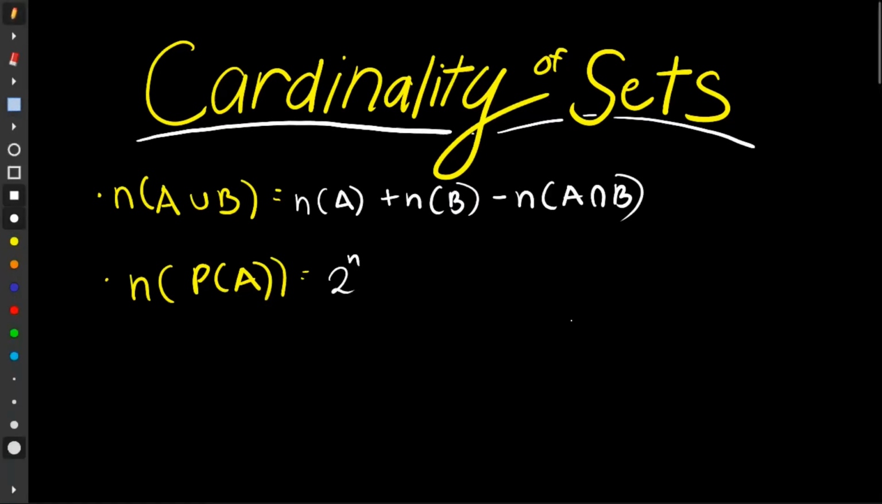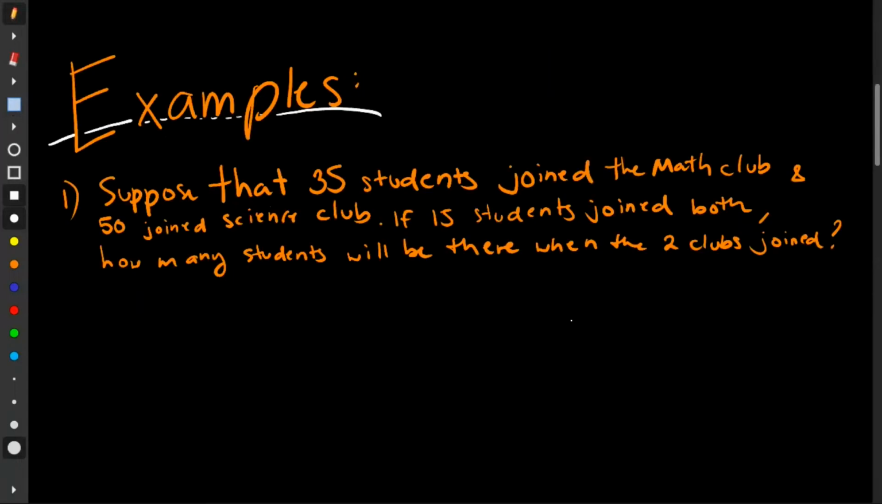So these are the 2 formulas that we will be needing in solving the examples later on. First example: suppose that 35 students joined the math club. Let's denote the math club as letter M. And 50 joined the science club, so this one is letter S. If 15 students join both, how many students will be there when the 2 clubs join?